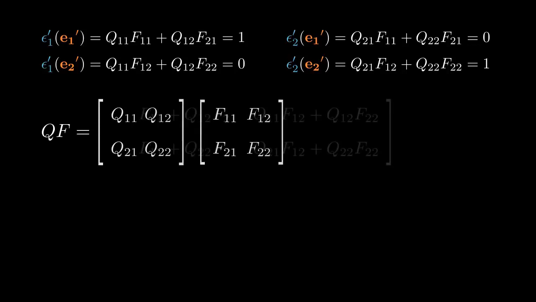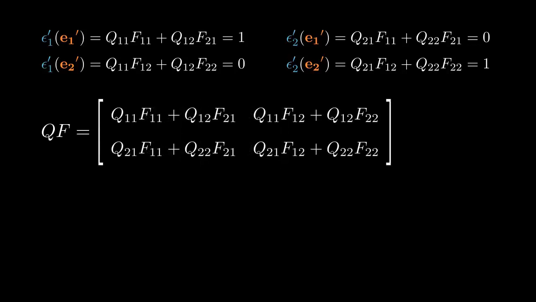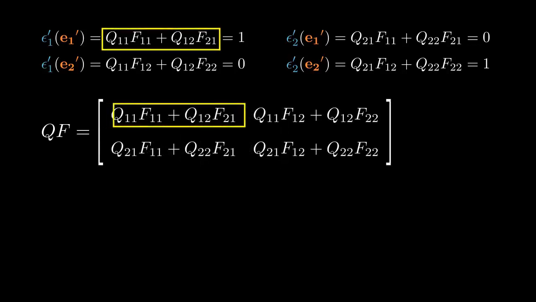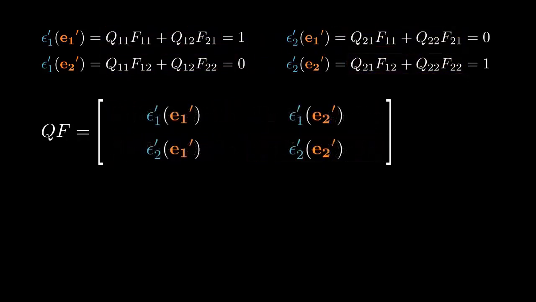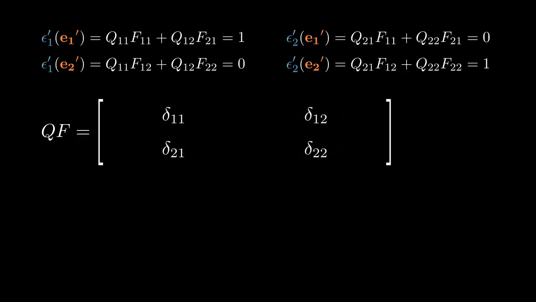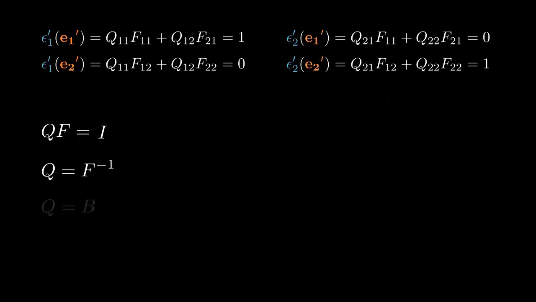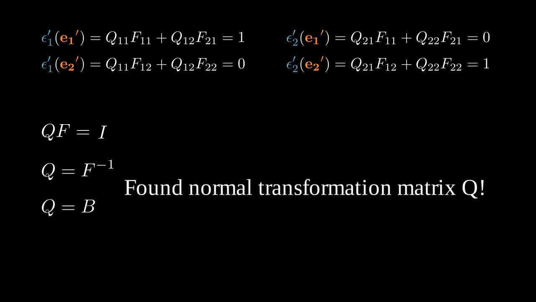The multiplication of Q and F follows. Let's compare the components. You see that each component of the matrix corresponds with each relationship, and they are Kronecker delta. Therefore, this matrix is the identity matrix. You now know what Q is. Q is the inverse of F, which means Q is B. Finally, you found the normal transformation matrix, that is B, the inverse of F.